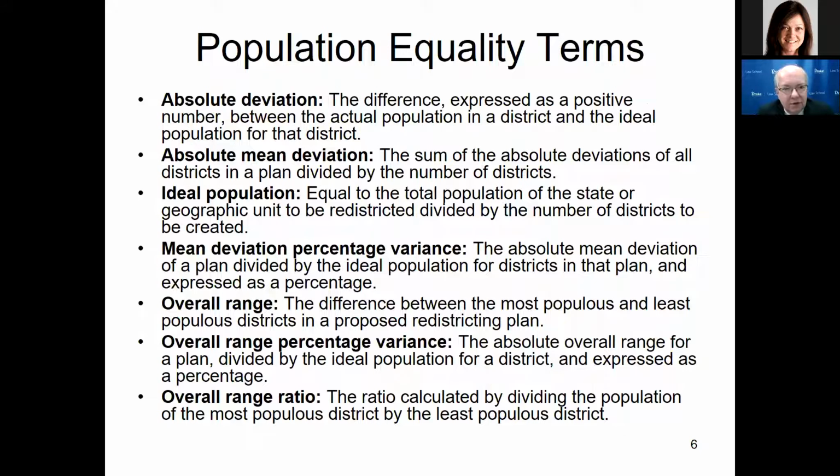The ideal population is determined by taking the total population of a state and dividing it by the number of districts that you're trying to create. And it gives you an ideal population. The other population equality standard that is generally referred to is the overall range percentage variance. What that is, you take the range of a plan, which is the difference between the most populous and least populous district, and then divide it by the ideal population for a district and express that as a percentage. Most cases, when they talk about deviation percentage, are referring to the overall range percentage variance, although the other calculation is important as well, especially in Iowa law.